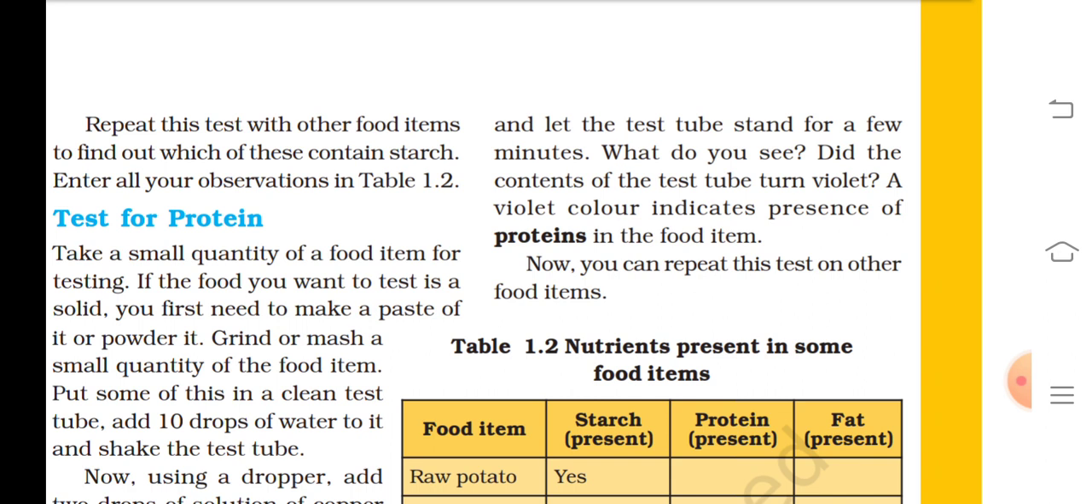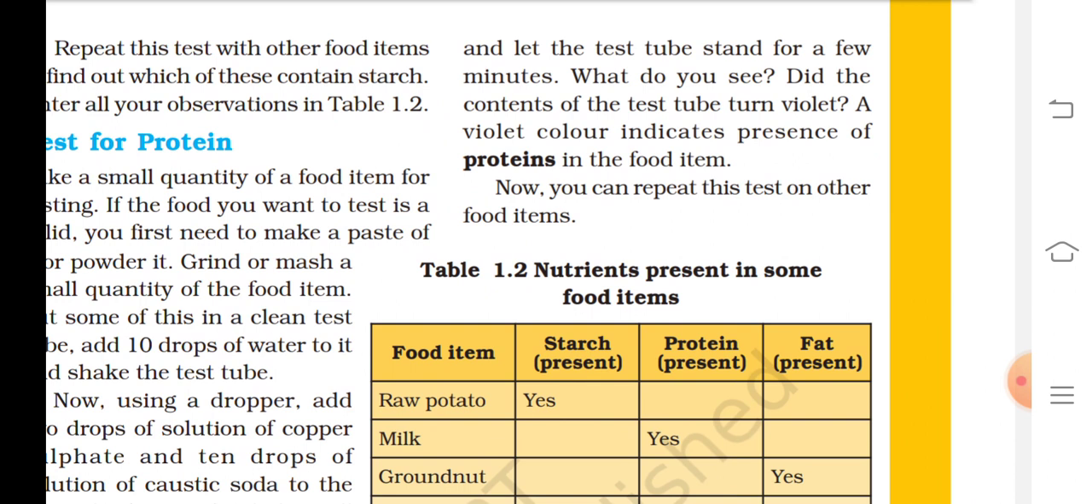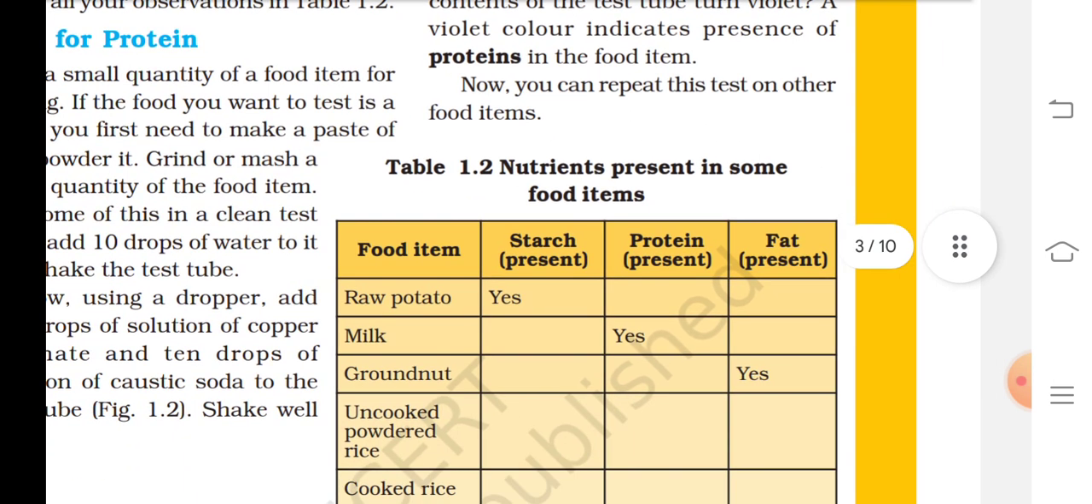What do you see? Did the contents of the test tube turn violet? A violet color indicates the presence of protein in the food item. Now you can repeat this test on other food items.